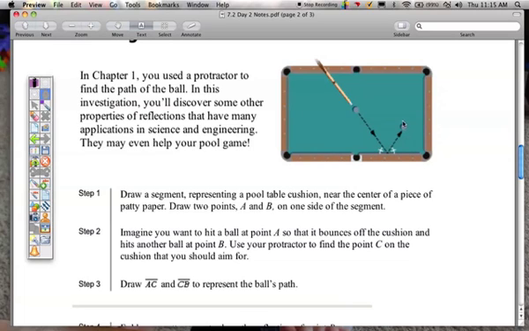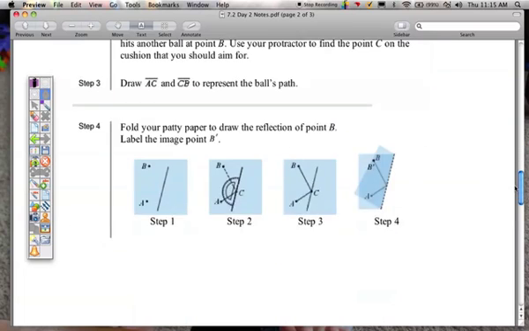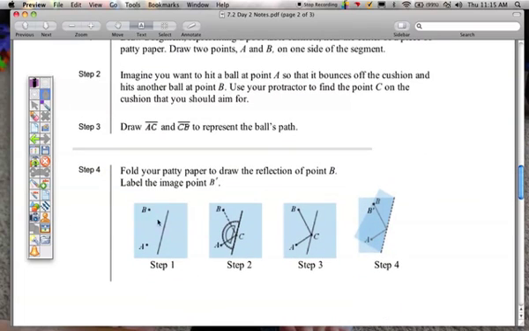We need to figure out how to hit that ball so it hits the other ball. So step 1, draw a segment representing a pool table cushion near the center of a piece of patty paper. Draw 2 points A and B on one side of the segment. Okay, so they show a picture right here. Step 2, imagine you want to hit the ball so that it bounces off the cushion and hits point B. Use your protractor to find the point C on the cushion you should aim for. So you're going to take a look at this right here, find point C.